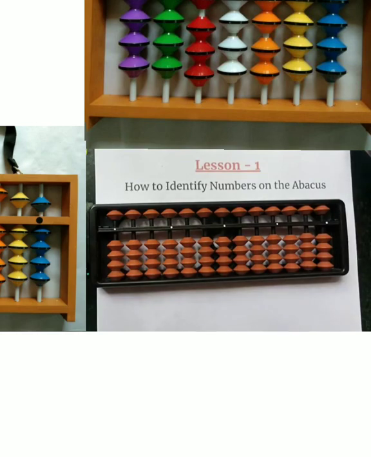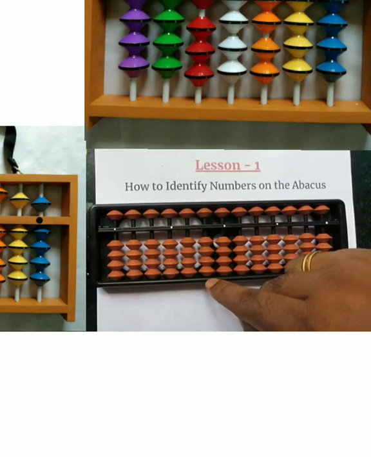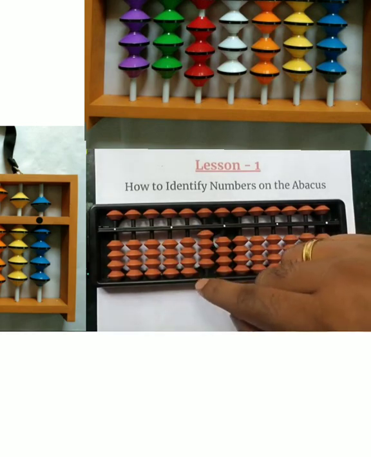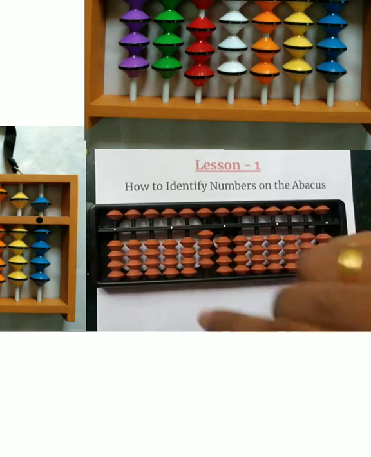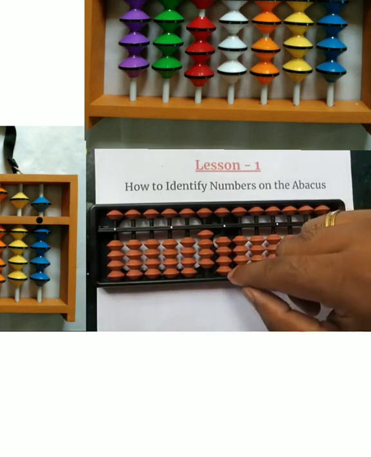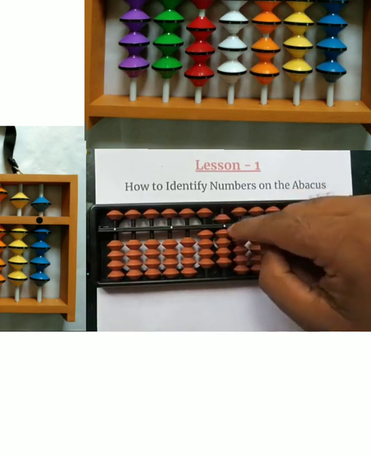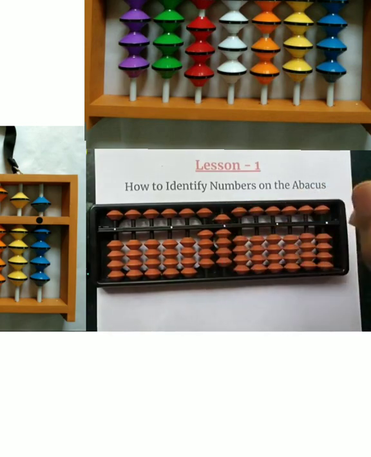I need to show the number 49. For 49, I need to have 4 on the tens place, so I'll push these 4 beads on the tens place. For 9 on the units place, I need to use all the beads, so this 5 and this 4. So all the beads I have taken in use, and the number that we have on the abacus is 49 now.